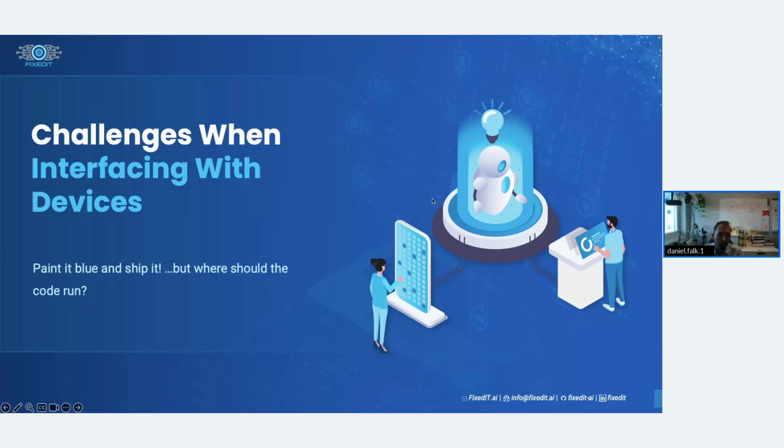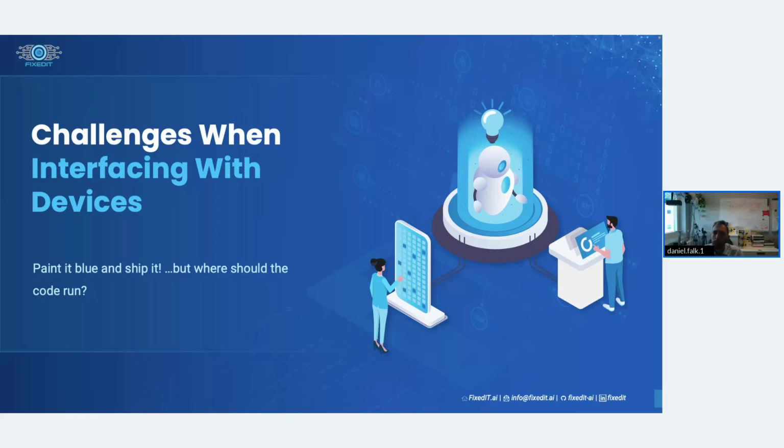So let's talk a little bit about the challenges with interfacing with the devices in this way. As my old manager used to say, paint it blue and ship it. We have a script that is working. It's creating a guard tour between two different positions using a PTZ camera. So what's preventing us from just shipping it and starting to sell it as a product?